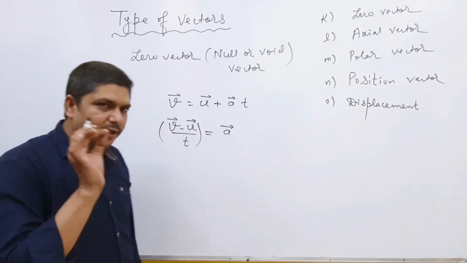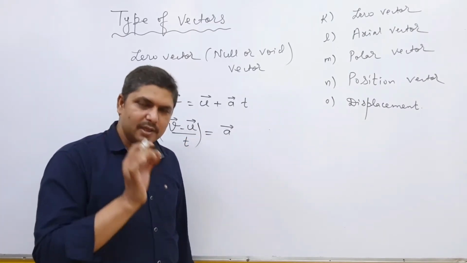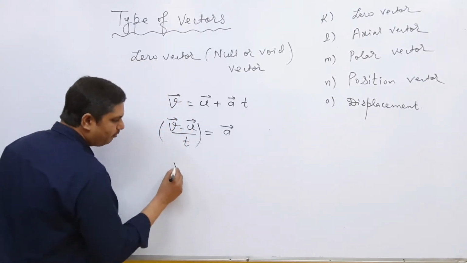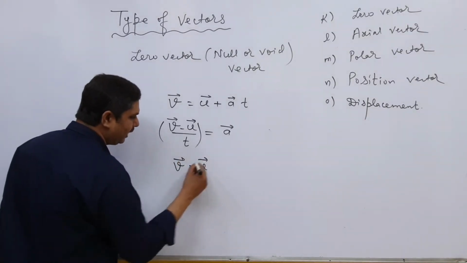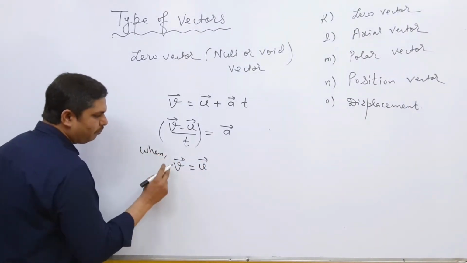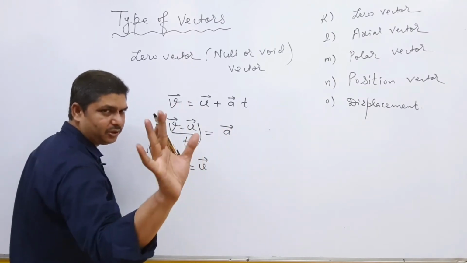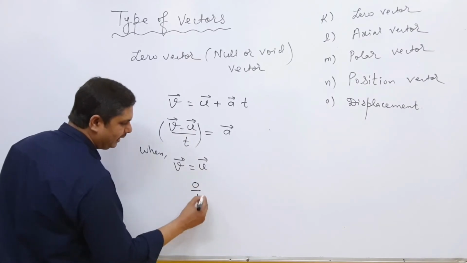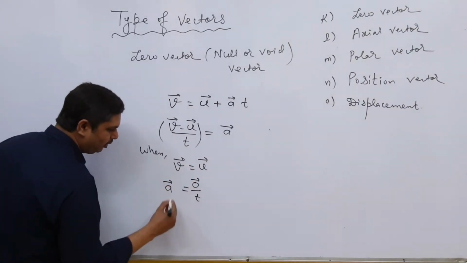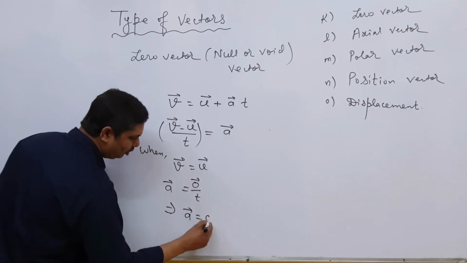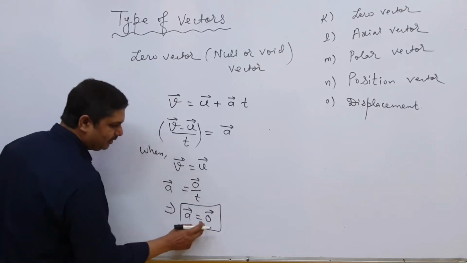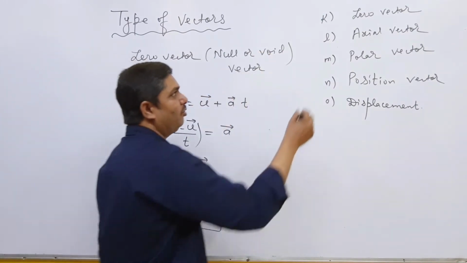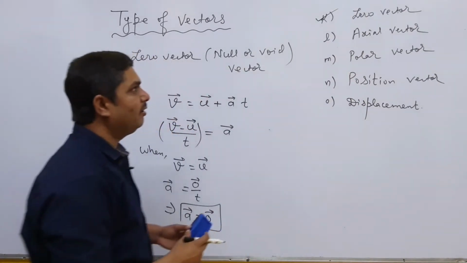Now suppose a vehicle is moving with constant velocity, then V is equal to U. This means that when V equals U, same velocity, no change in velocity, then what will happen? Here you have V minus U, 0. Here you have 0 by T and this is equal to A. So you get acceleration A equal to zero vector. This is said to be a zero vector or null vector or void vector. So you have learned what a zero vector is.